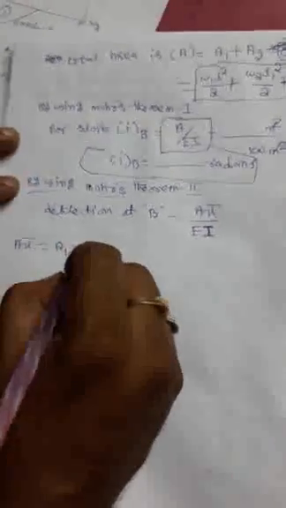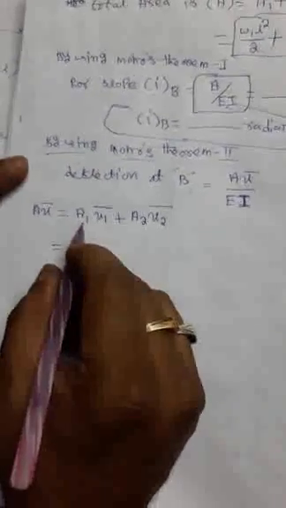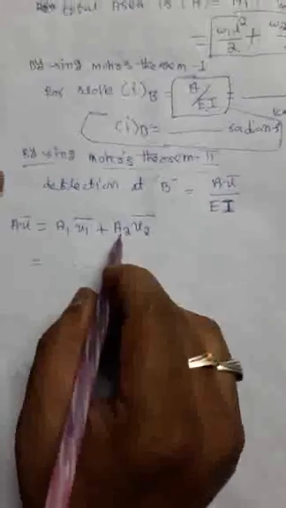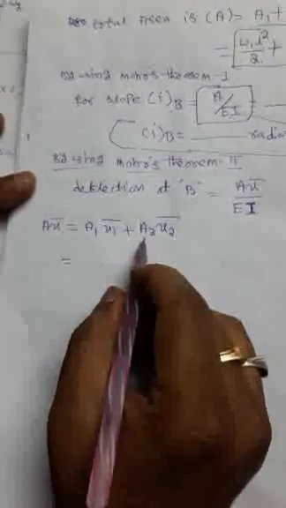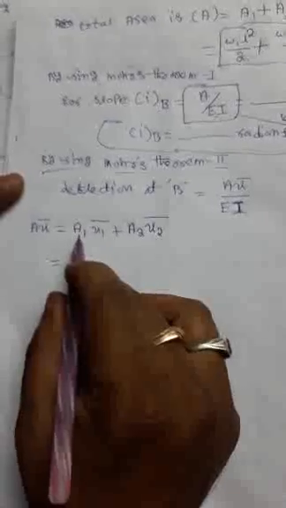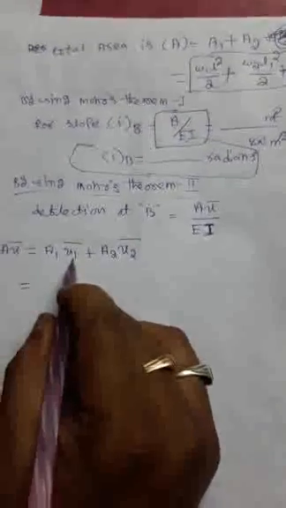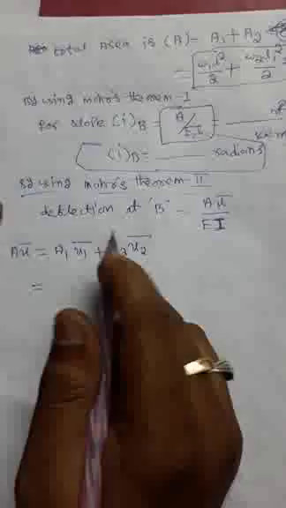So the A x bar formula is A1 x1 bar plus A2 x2 bar. A1 is nothing but the area of the first load, and A2 is the area of the second load. The second load is denoted as W2 and the first load as W1. x1 bar is the center of gravity of the BMD from B, and x2 bar is the center of gravity of the BMD from C.